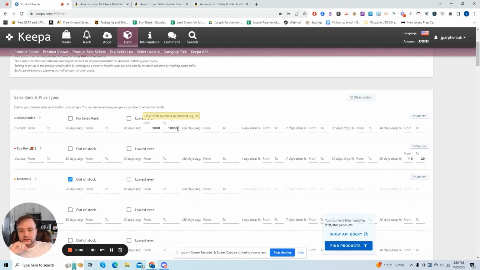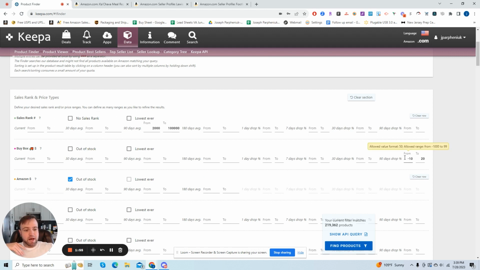I have it set to a 2,000 to 100,000 sales rank, which is essentially giving us a 90-day average of 2,000 to 100,000 cap. I prefer to stay under 100,000. It limits the risk of tanking because there's more velocity there. That's kind of my point. I've seen sellers take 150,000, so it's possible, but that's just my personal preference.